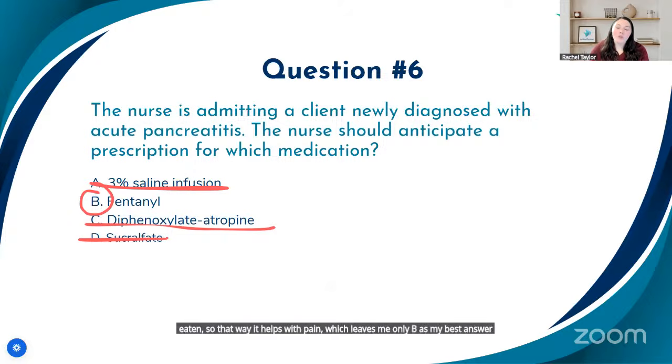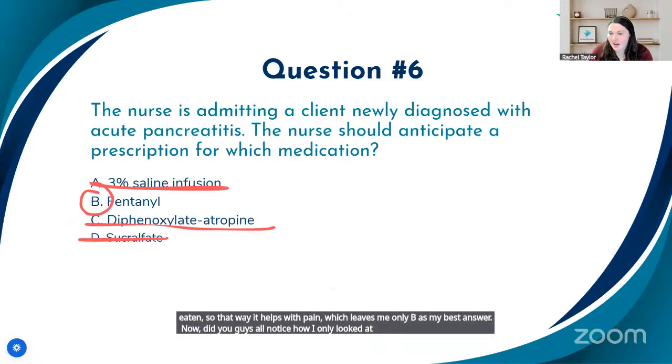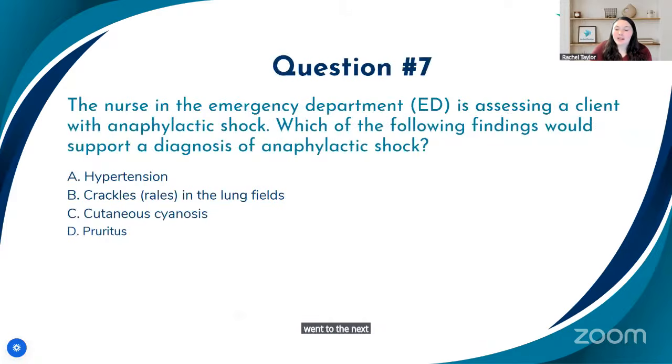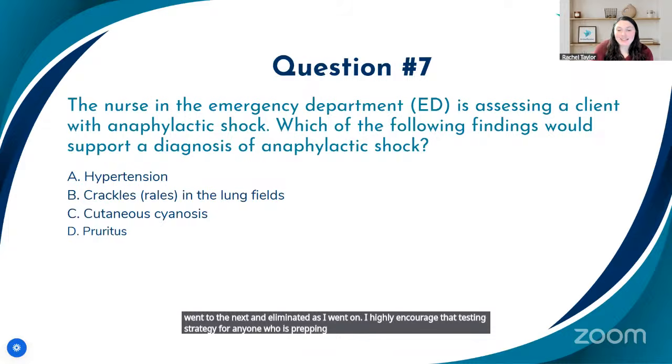Now, did you guys all notice how I only looked at one option at a time? I didn't read all four and then choose what I wanted to do. I looked at just one option at a time, went to the next, and eliminated as I went on. I highly encourage that testing strategy for anyone who is prepping for truly any exam.